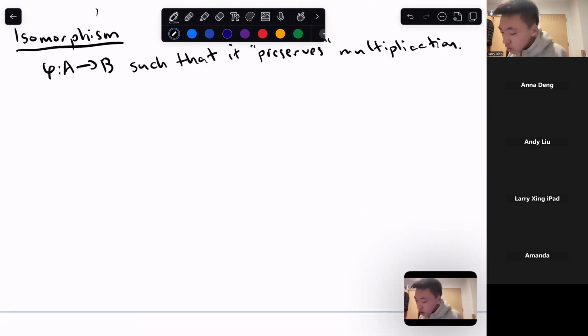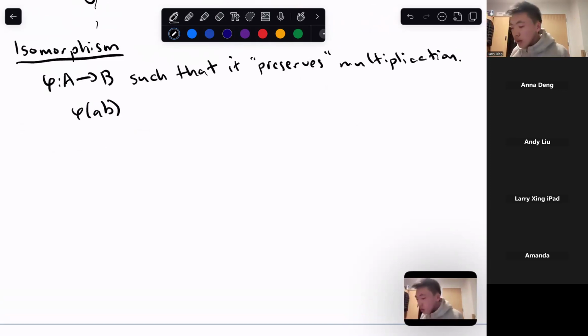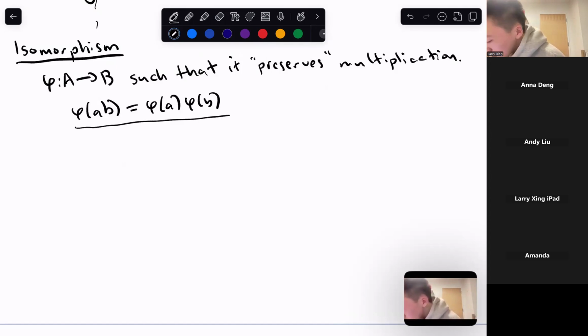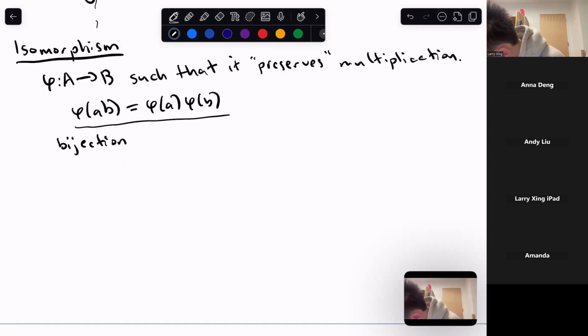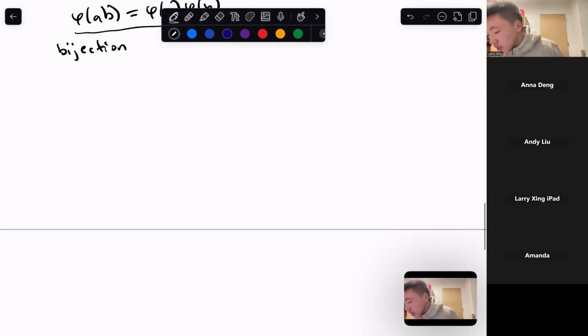So what do I mean by this? Well, for phi of AB, the way you would figure this out is you would find phi of A and then phi of B, and you would need these to be equal. And phi must be a bijection. Okay, so let's give an example.